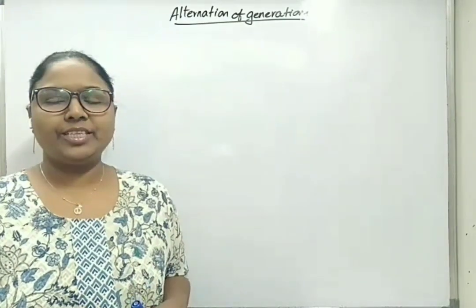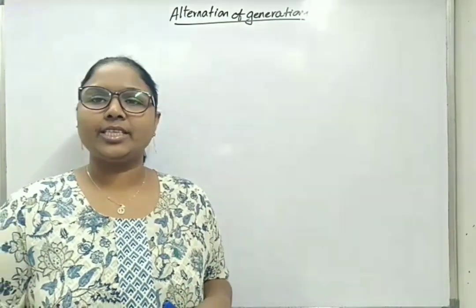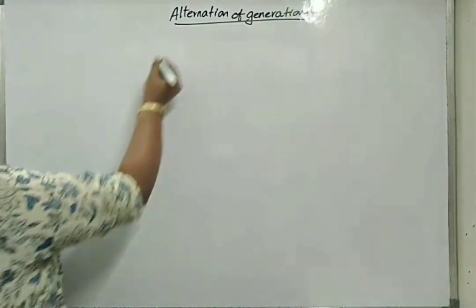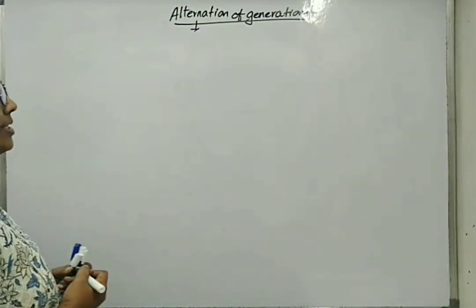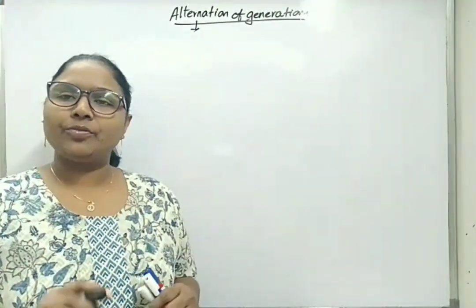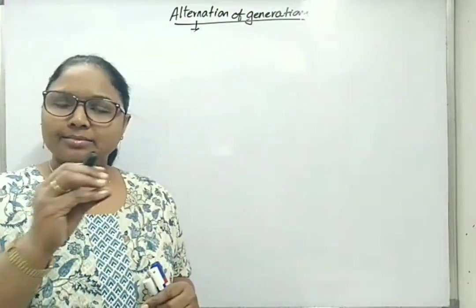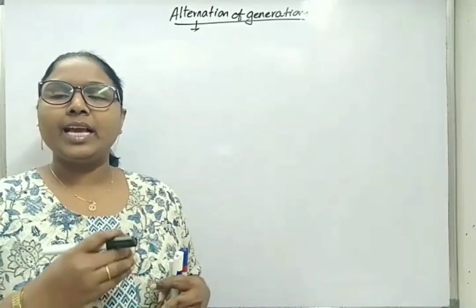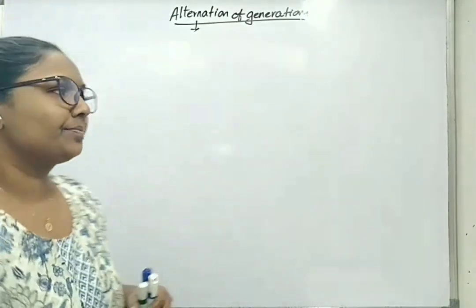Hello students, now we will discuss alternation of generations. That is the last topic in the plant kingdom chapter. So what is meant by alternation of generations? In the total life cycle of a plant body, some generations or stages alternate between haploid and diploid stages.